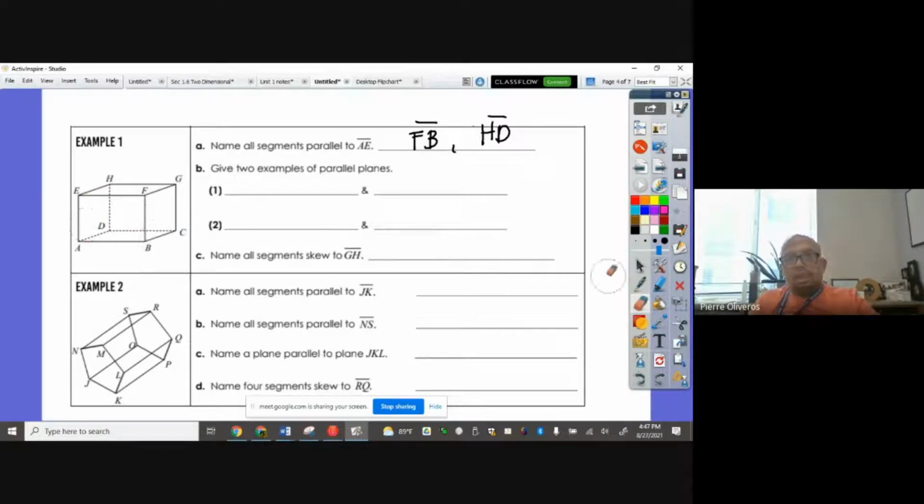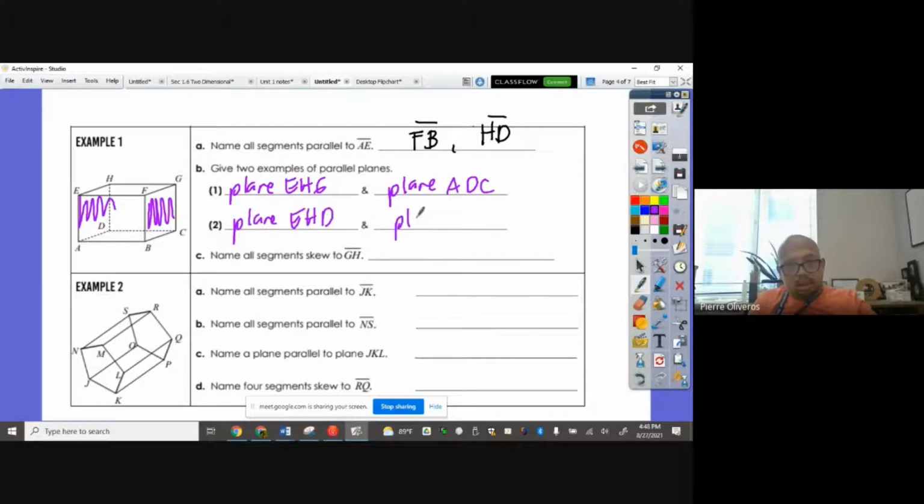Next, give two examples of parallel planes. So let's say the top portion here and the bottom one. Remember, when we name planes, we need three non-collinear points. So I'm going to put plane EHG and plane ADC. And another one will be this side here and this front here, plane EHD and plane FGC. Right? There you have it.